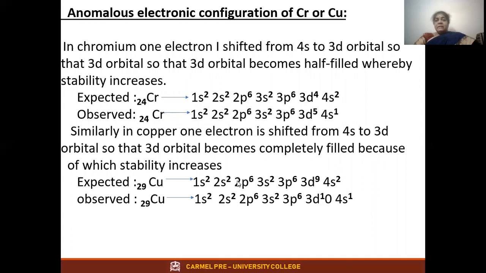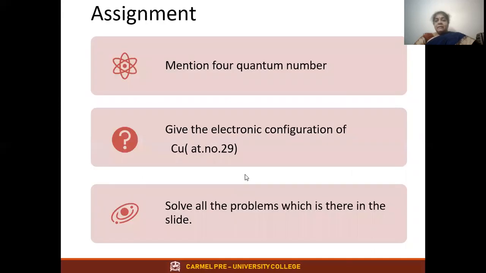So here I think we finished with the chapter. Take down these 3 questions: mention the 4 quantum numbers, write the electronic configuration of copper, and solve all the problems which are there on the slide in your book. Whatever problem is there in the slide, please write it in the classwork book as well as the assignment book. So with this, the chapter of atomic structure is over, students.